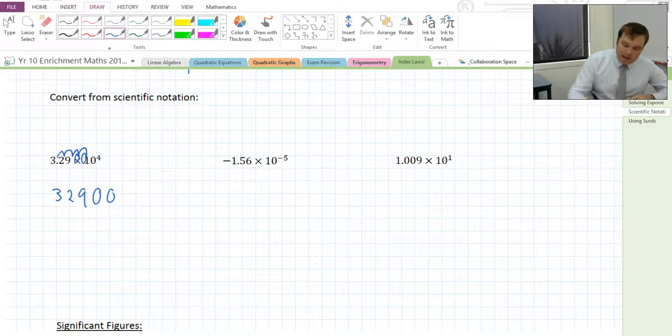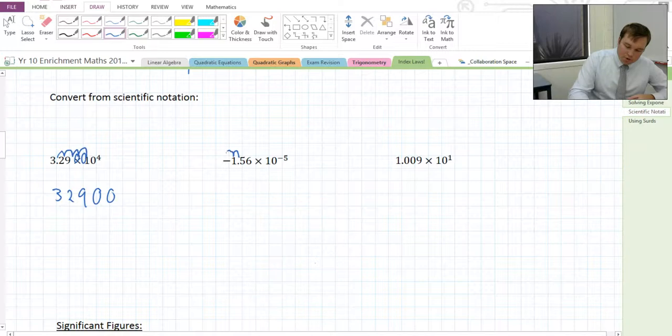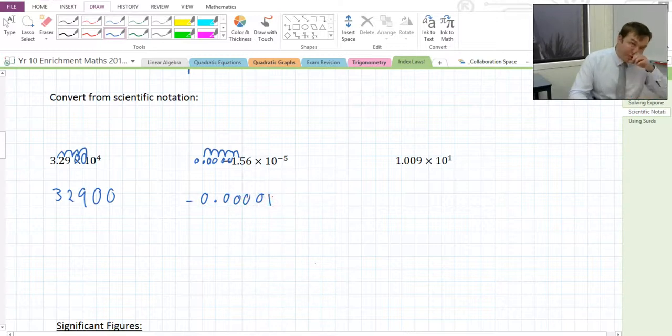Now, negatives. We're at a negative power. Negative power means we're jumping back. So that's 1 jump back, 2, 3, 4, 5. The decimal place is now there, and we're putting in placeholder zeros there. So it will become negative 0. Then 1, 2, 3, 4, 1. Those were the 5 jumps. Same here. Only 1 jump. This direction becomes 10.09.